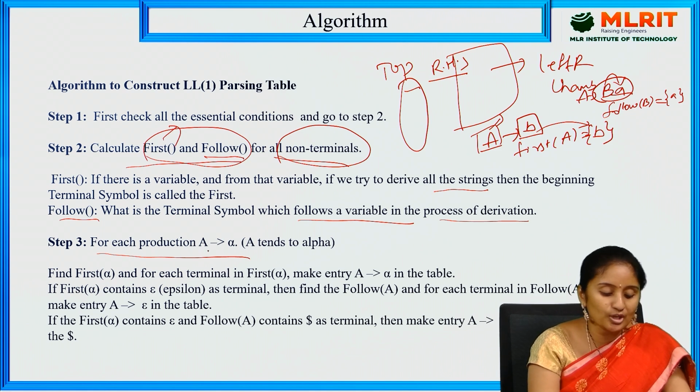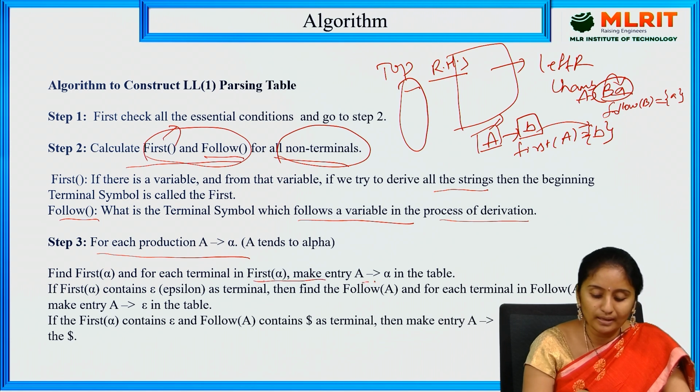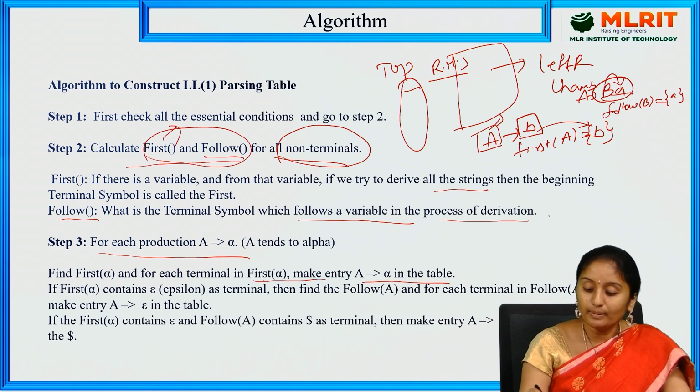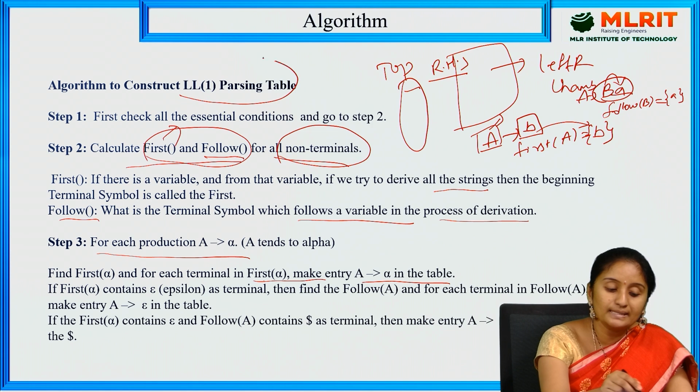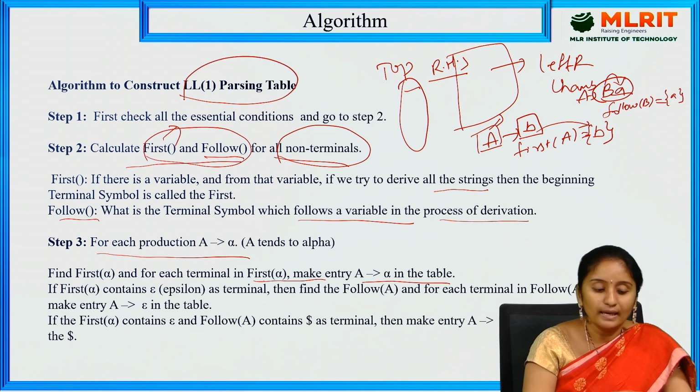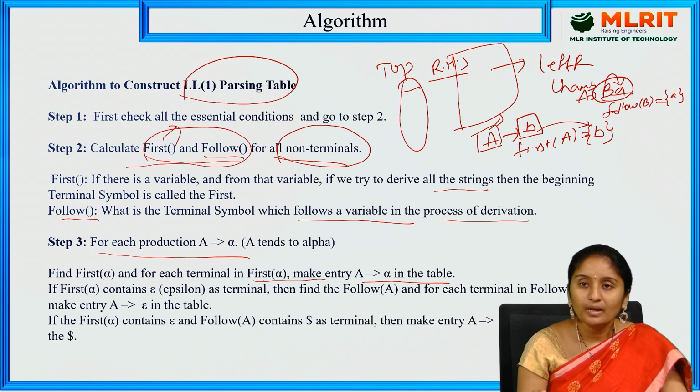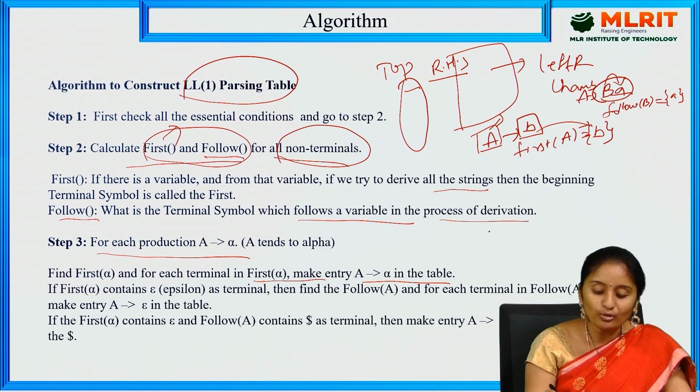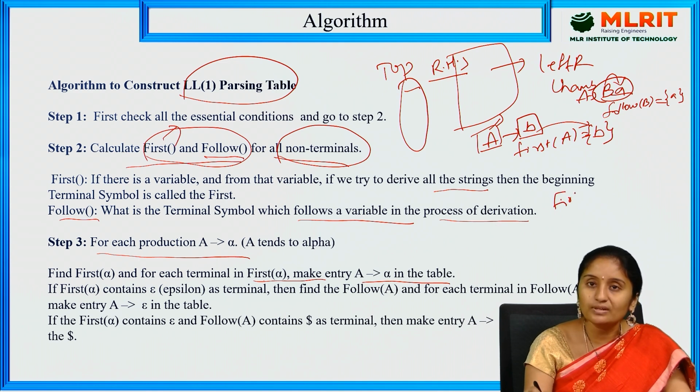So for each production A tends to alpha, first find first of A, and for each terminal in first of A, make an entry in the table. This is the LL(1) parsing table. In this parsing table, first we calculate first and follow, and then place them in the table. To place it in the table, we are going to have the first functions and the follow functions.